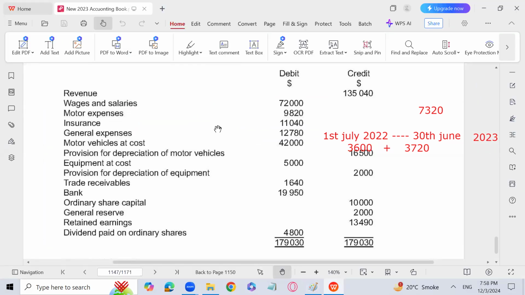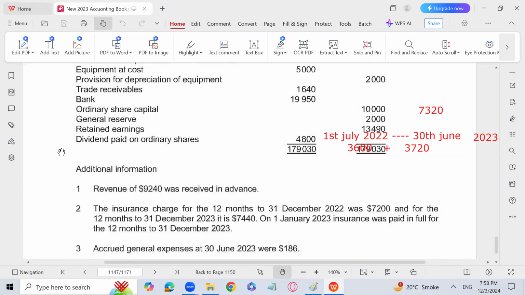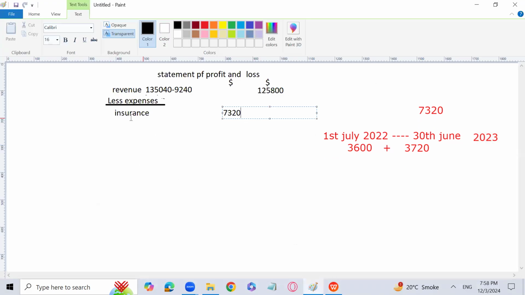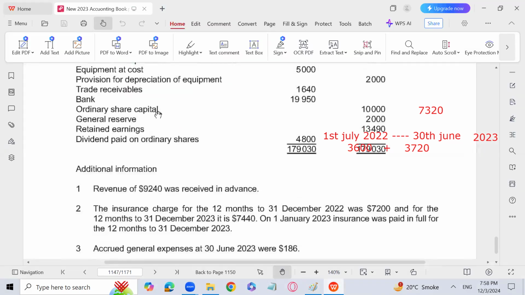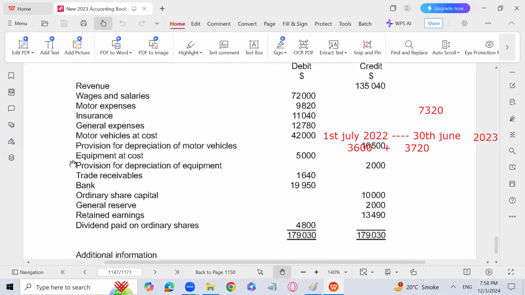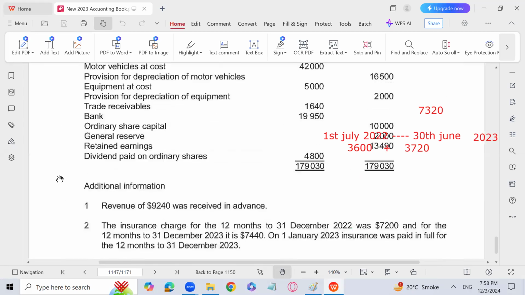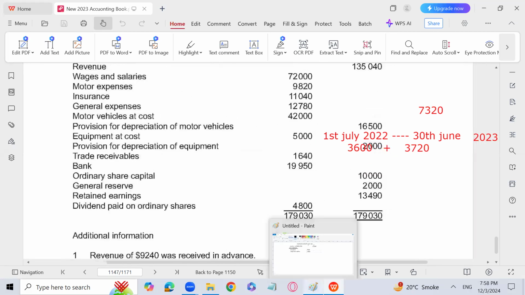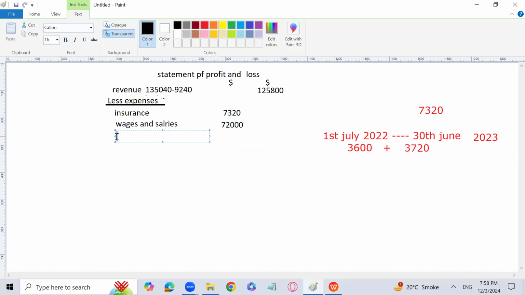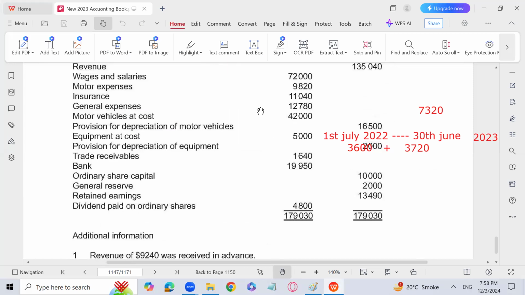Next expenses, wages and salaries, 72,000. I think there are no accrued wages and salaries, so I will write directly over here, wages and salaries, 72,000. I hope you are getting the point. It's a very logical and very technical question. Motor expenses are given as 9,820. Again, let me check whether we have been given some part of the motor expenses. No. So I will write motor expenses directly over here, 9,820. Then insurance, we are done with that.